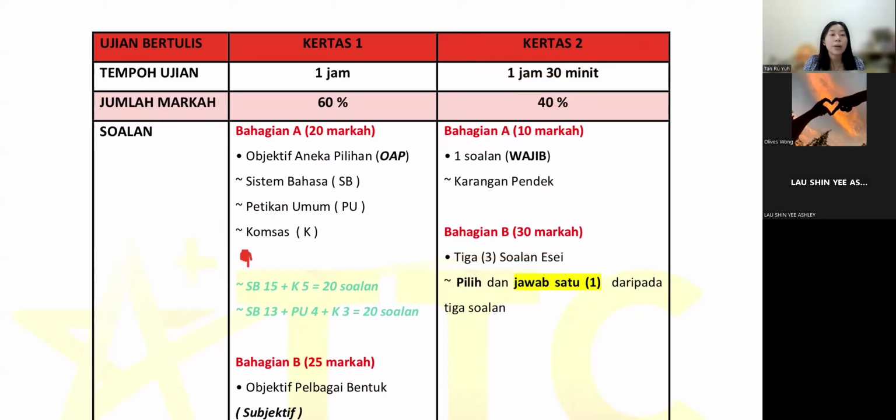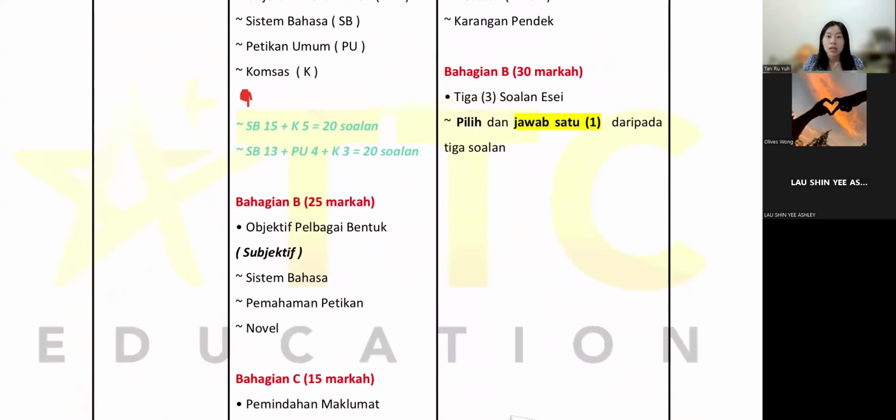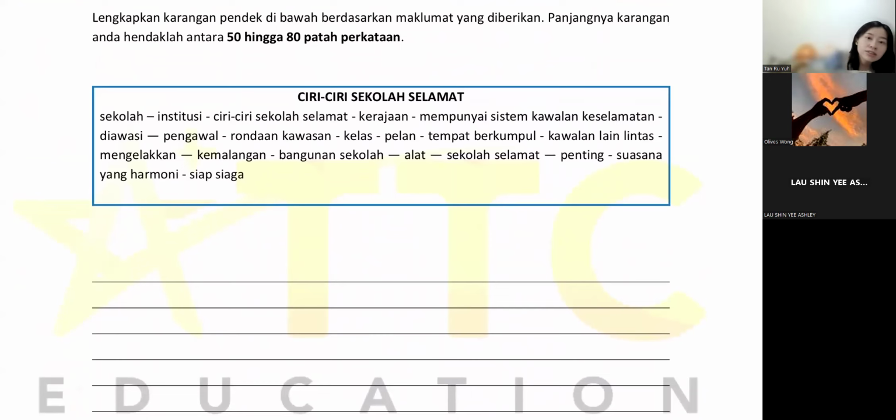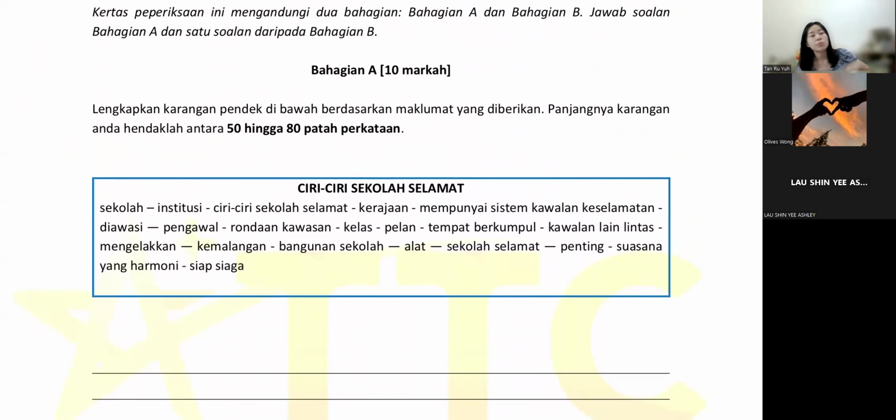Okay, kertas 2, we have bahagian A and B. Bahagian A is karangan pendek, a short essay. Bahagian B is a long essay. Okay, now let's go for karangan pendek. The first thing for this type of question, you need to differentiate pendahuluan, isi, and penutup. Okay, we go for pendahuluan.